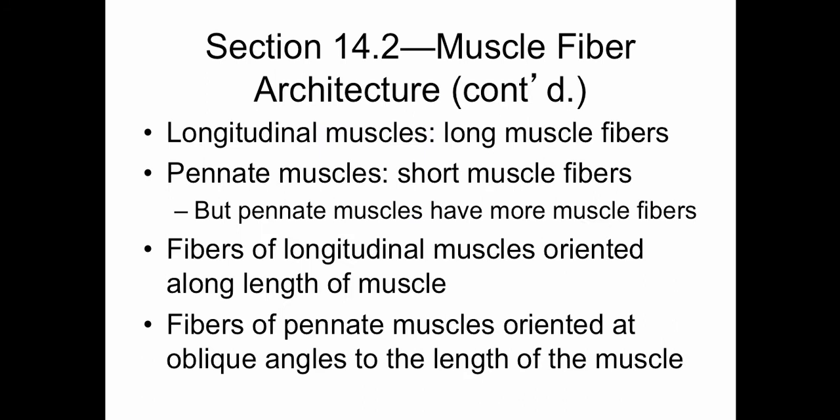This slide tells some facts about muscle fiber architecture. Longitudinal muscles have long muscle fibers, where pennate muscles have short muscle fibers. But pennate muscles have more muscle fibers than longitudinal muscles. The fibers of longitudinal muscles are oriented along the length of the muscle, where the fibers of pennate muscles are oriented at oblique angles to the length of the muscle. If a pennate and longitudinal muscle of the same overall size are compared, they will contain the same mass of muscle tissue.